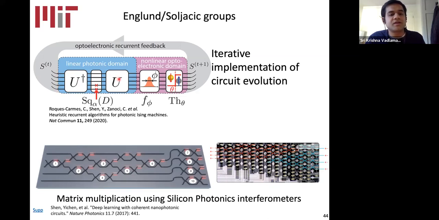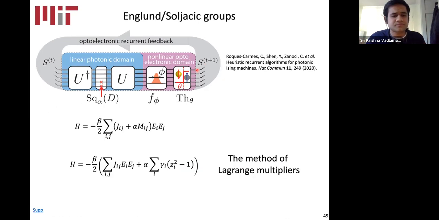You have some matrix multiplication that happens, and you have some noise that you add and some thresholding, and you go back in and you do this iteratively. So this is the procedure, and they show in this paper that as T increases, S at T+1 performs some nice dynamics on the Ising problem.